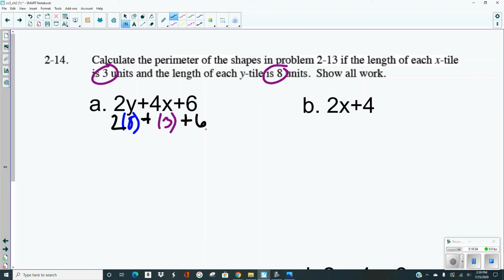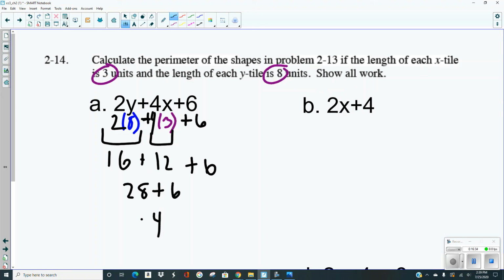Now we are going to use order of operations in that we are going to multiply first, so that's 16. This is 12. And then I'm going to add from left to right. So 16 plus 12 is 28. 28 plus 6 is 34. So after evaluating, the perimeter is 34 units.